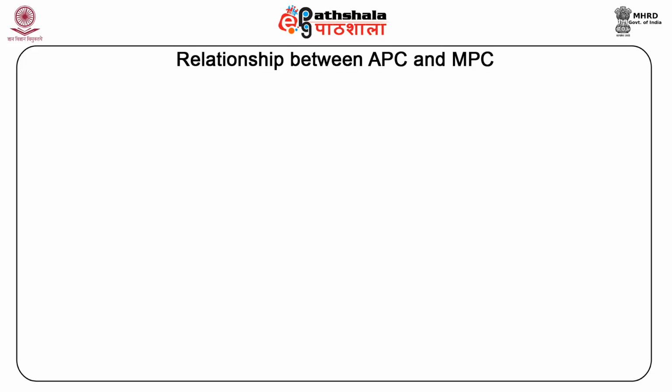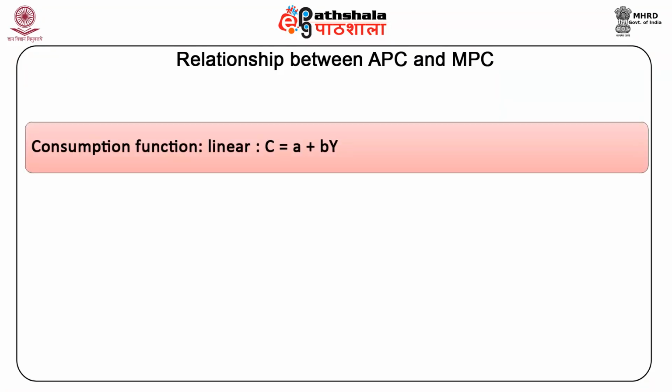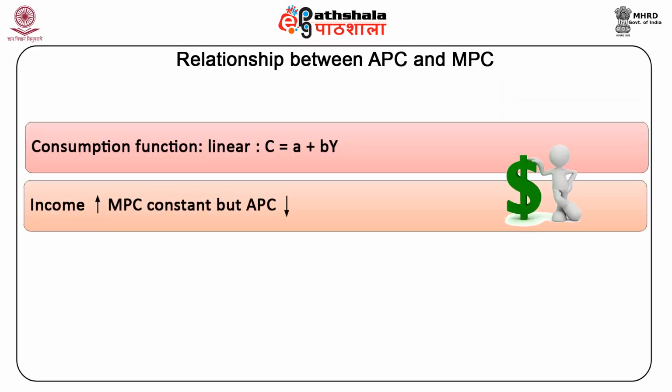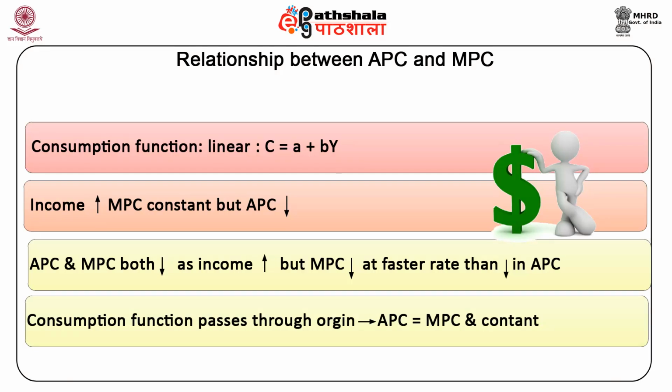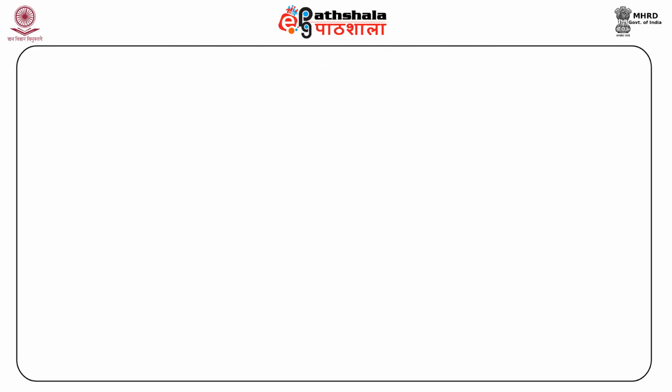The average propensity to consume and marginal propensity to consume are related as follows: when the consumption function is linear, as income increases, MPC is constant but APC is declining. In general, APC and MPC both decline as income increases, but MPC declines at a faster rate than the decline in APC. If the consumption function passes through the origin, APC and MPC will be equal and constant.